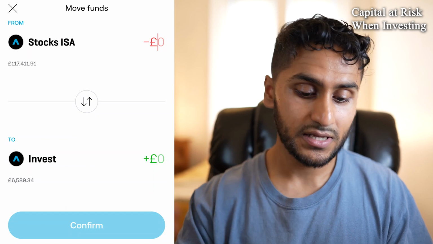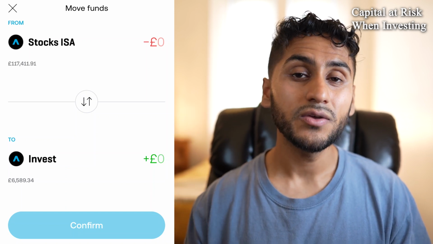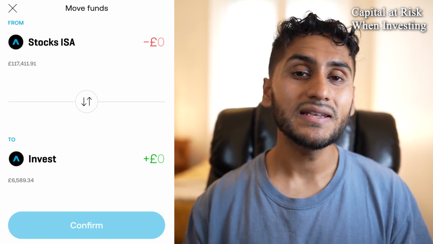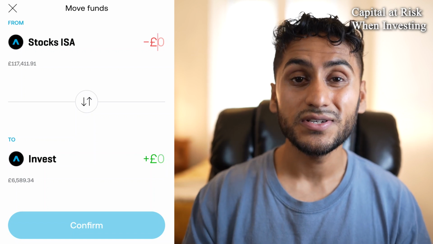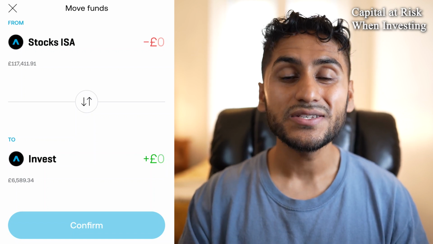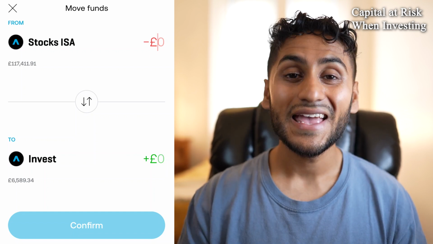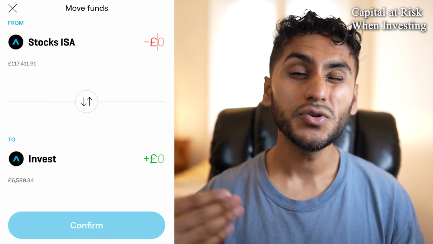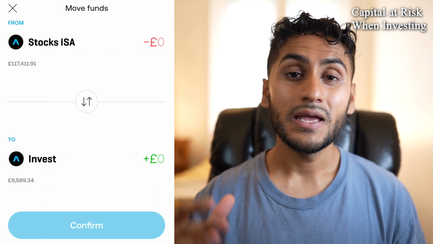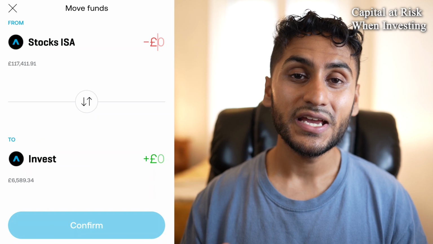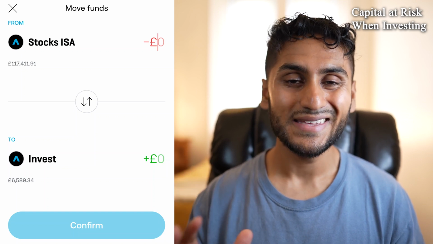So you can go from stocks ISA to Invest, which I have no idea why you would want to do that. But if you have accidentally made a transfer between your stocks ISA and your Invest account, it is not all over, because luckily for you, Trading 212 now has a flexible stocks and shares ISA. So you should be able to move it back. But if you have made that mistake, I will double check what your options are, but I don't think it's the end of the world now.